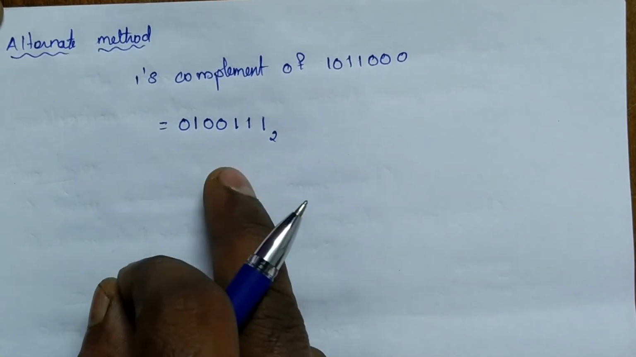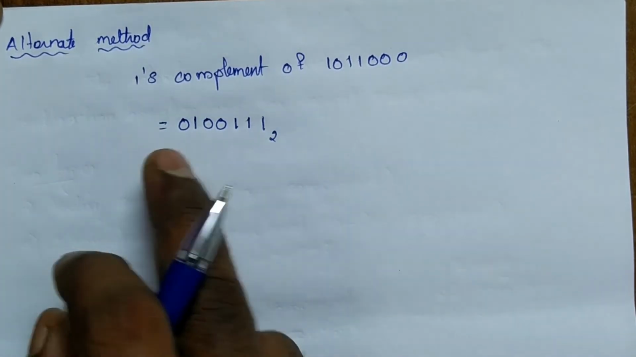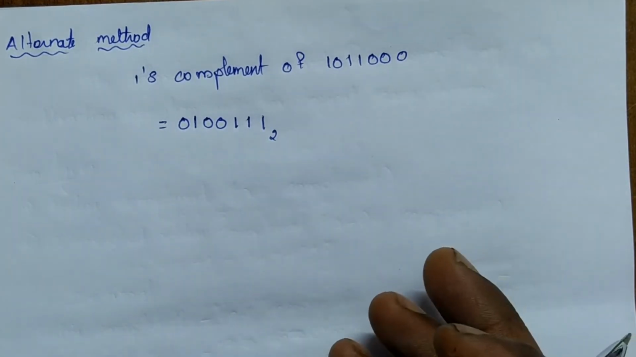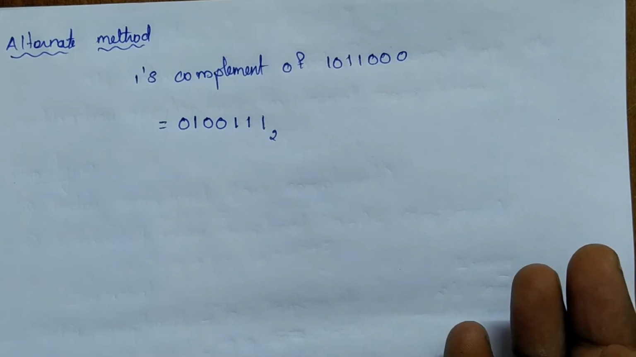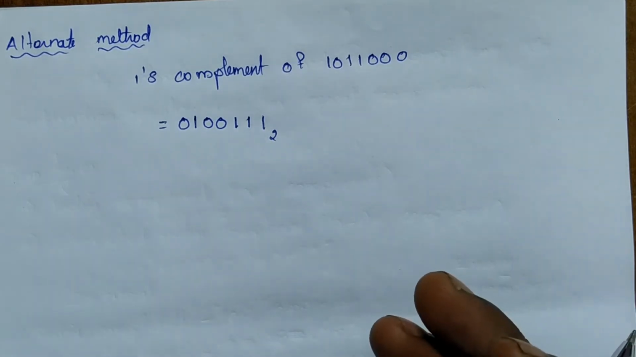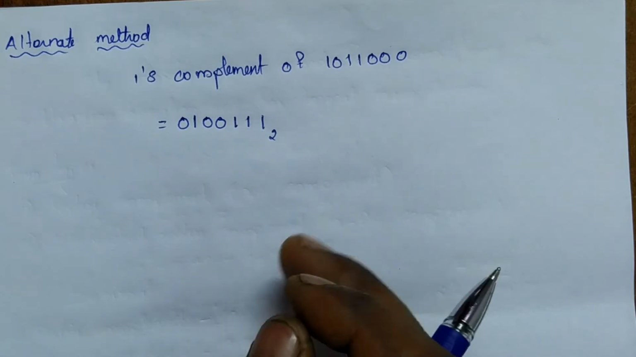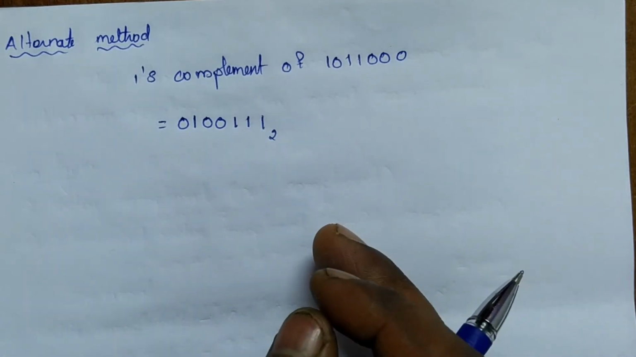If you check it with the previous value, both are the same. Using this method you can directly find the complement of the given number. The previous one is the formula based method, here it's a direct method.